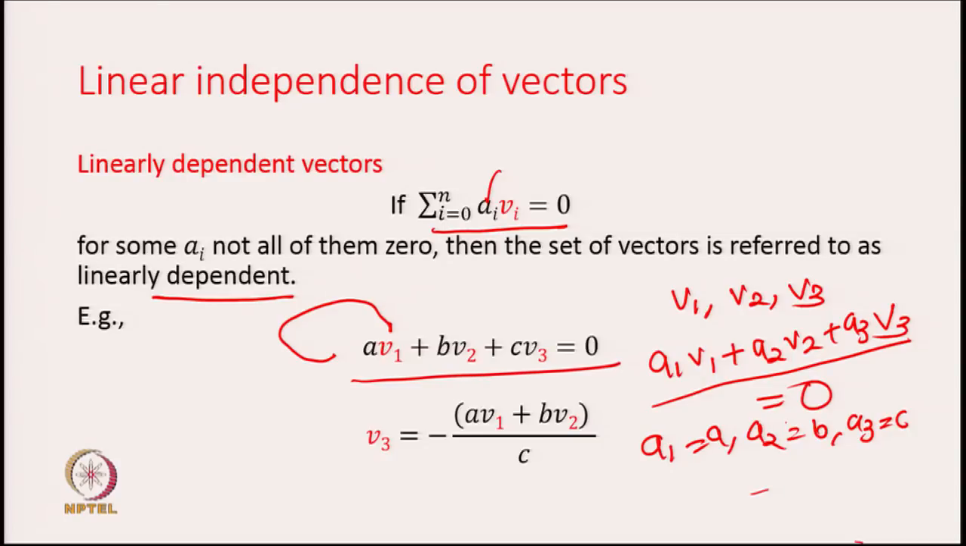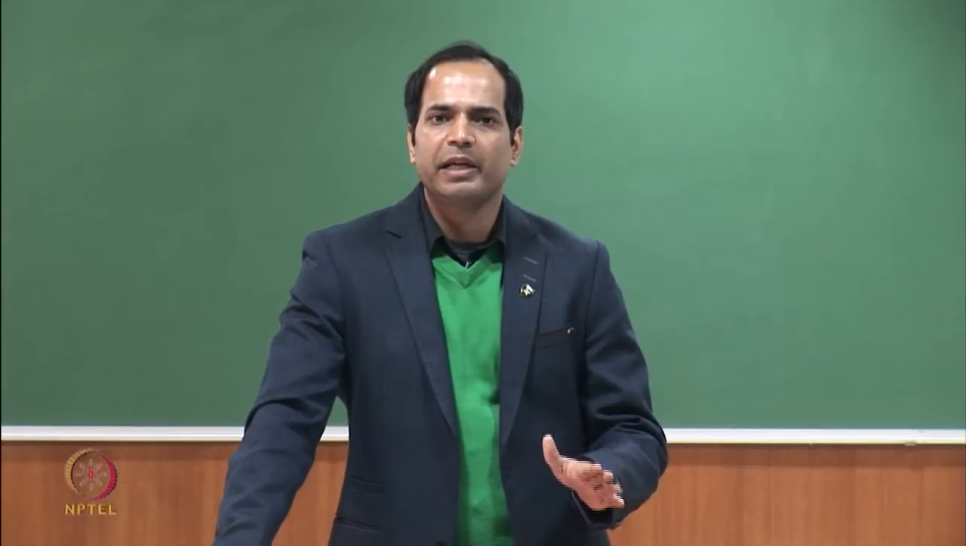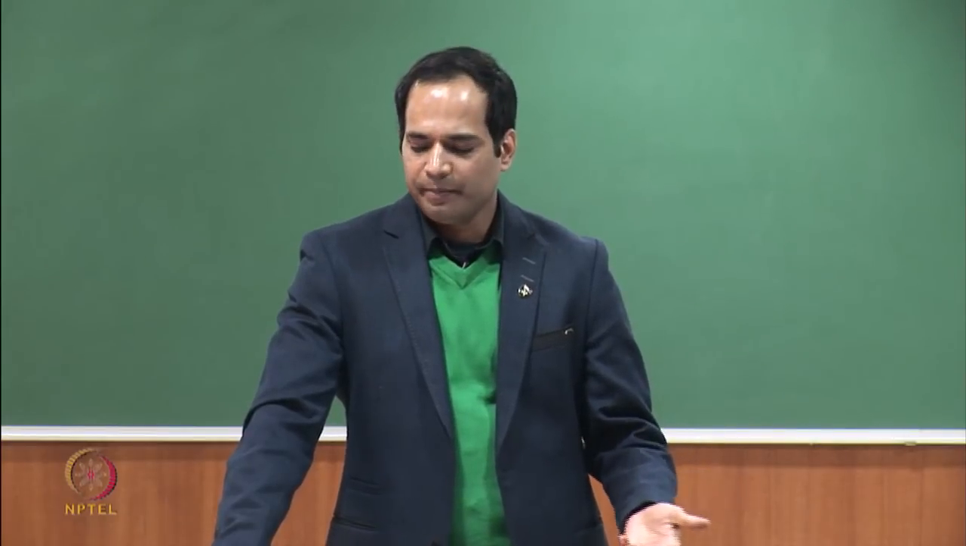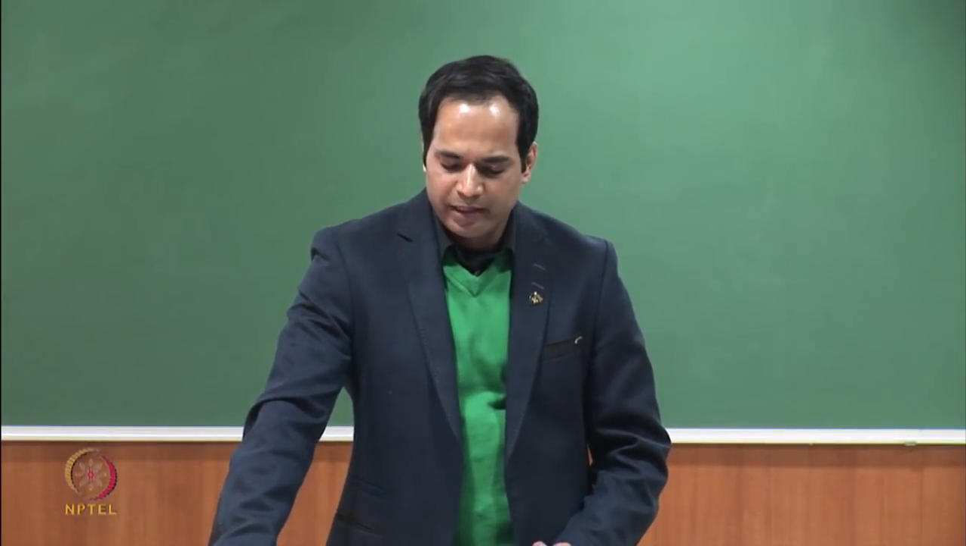So, if this is 0, we can write v3 in terms of v1 and v2, and hence this means that vector v3 is dependent on vector v1 and v2. So, that is the idea behind the linear dependence of vectors. If the vectors are linearly dependent, you can express one vector in terms of other vectors. Okay. Let us see what it does.